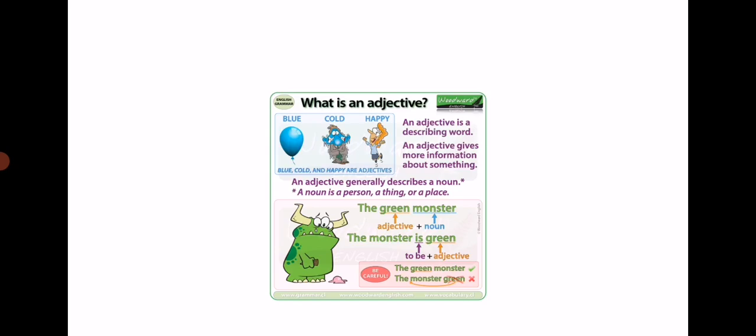An adjective is always before the noun. For example, as you remember, I showed you the green monster. If you check, green is the adjective, a word that is before the word monster. Then we have the noun, which is monster. If we talk about the blue balloon, we say the blue balloon. And if you check, first is the adjective and then the noun.